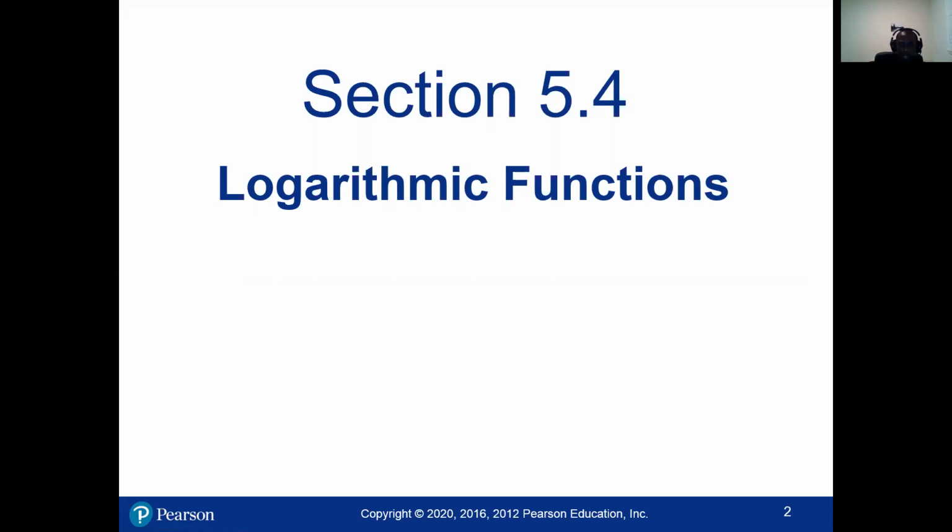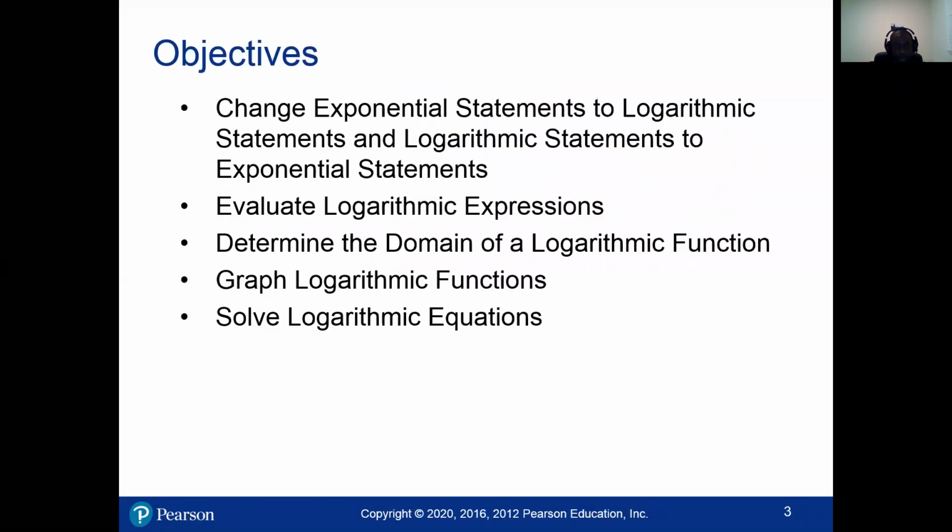Now, in 5.3 we did exponential functions, and we said that exponential functions are one-to-one and therefore they have an inverse. So here is the inverse function of the exponential. And these are the learning objectives.